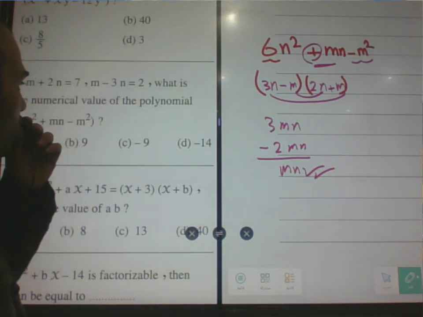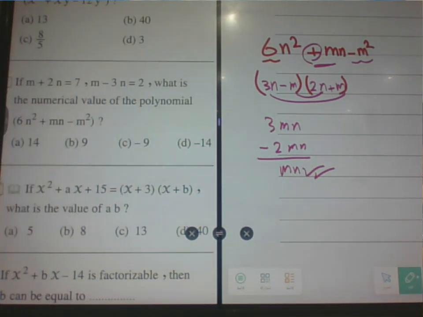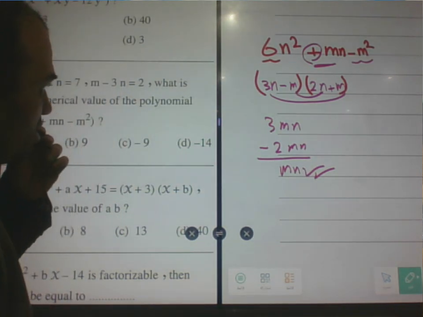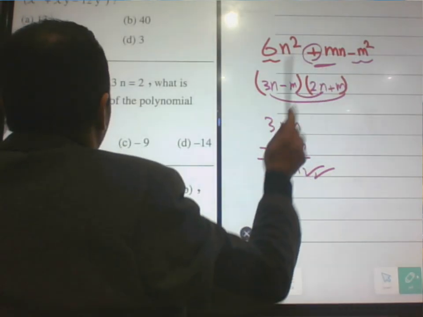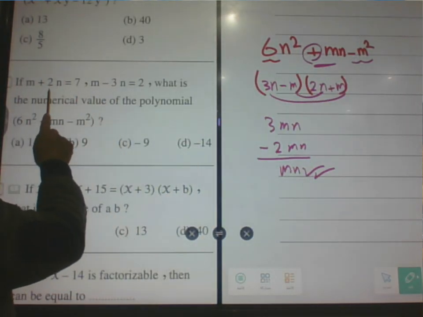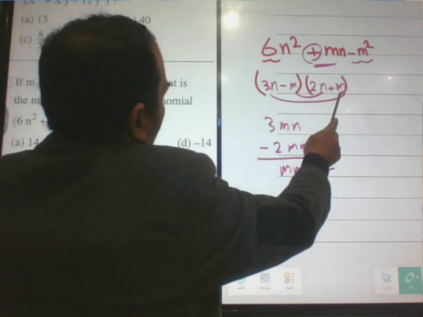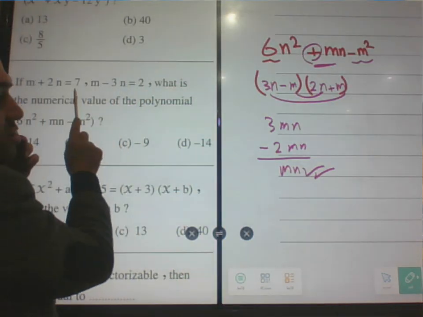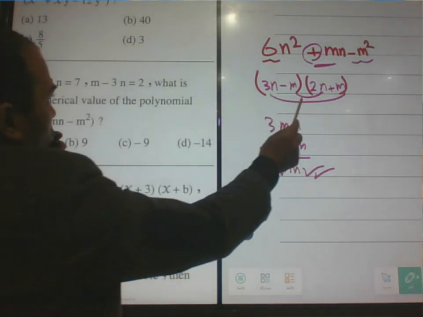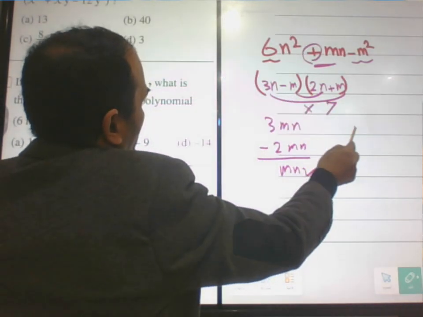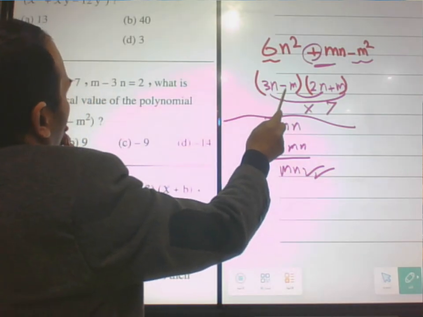Then the factorization will be 3n minus m product by 2n plus m. He gives me the value of m plus 2n. m plus 2n was 7. Look here, 7. Okay, write 7 here, product by 3n minus m.